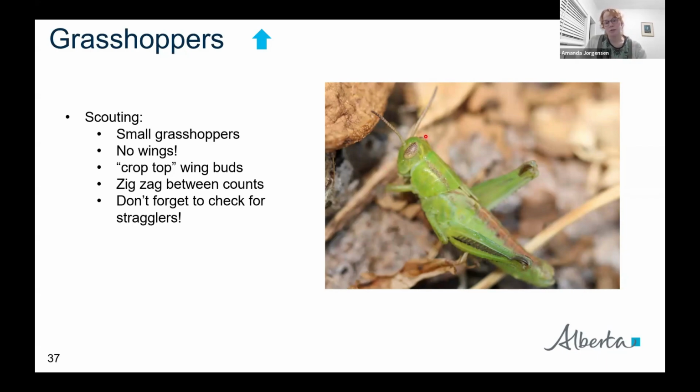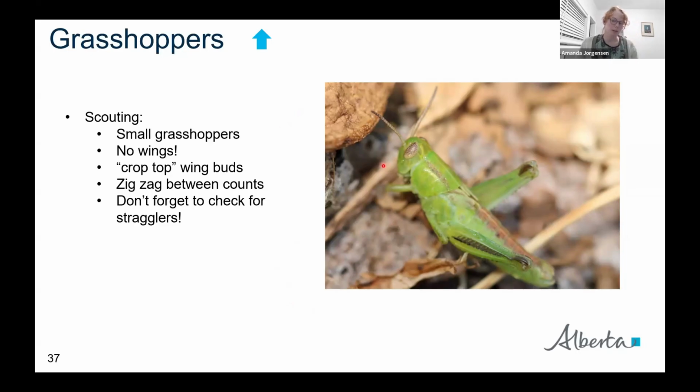When you're doing those field side counts, you also want to make sure that you're not moving in a straight line from spot to spot, and you want to move in kind of a zigzag pattern. If you move in a straight line from spot to spot, you're going to have your first count with 2 grasshoppers, and your last count might have 200 because you've all herded them down that line.